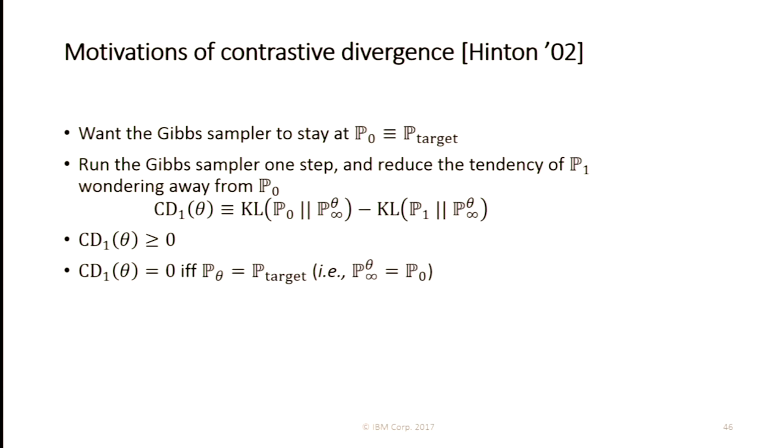So it has some desirable, or necessary, properties. Contrastive divergence is always non-negative, and contrastive divergence is equal to 0 if and only if your model distribution is equal to the target distribution.